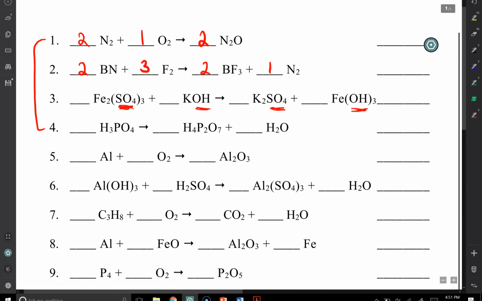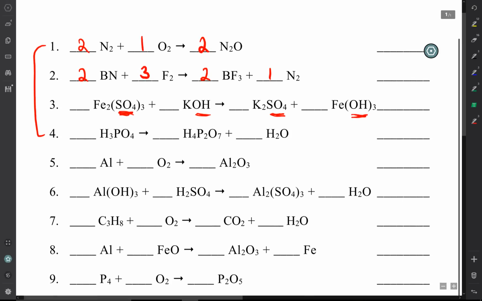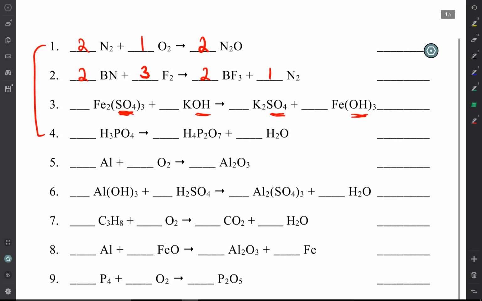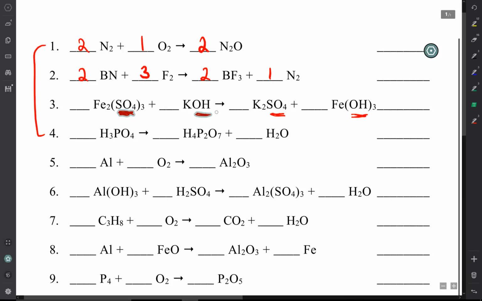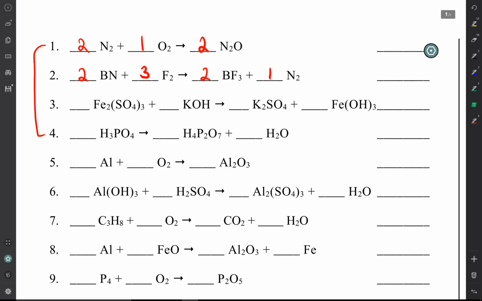Question number 3 is where things can start to get really complicated with balancing. So let's clear this up a little bit. All right, so in this case we have what's called a double replacement reaction, and we've got 2 compounds on both sides of the equation.